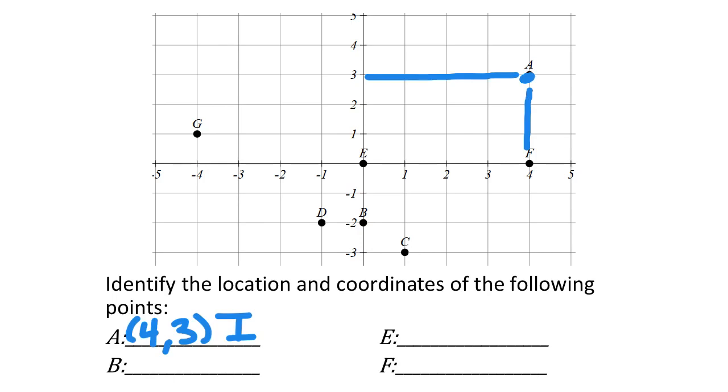Next up, we'll do B. So again, I need to find B on this graph. There it is. We'll start with the location on this one. This one is directly on the y-axis. It's on that vertical number line, which means it's not actually in a quadrant. It's just on one of the axes. So I'm going to say it's on the y-axis like this.